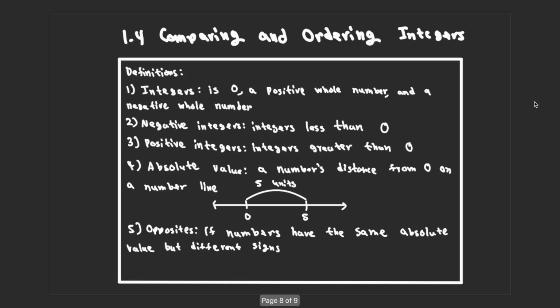And finally, section 1.4 on comparing and ordering integers. As we did with the other sections, let's define some terms first. We have integers, negative integers, positive integers, absolute value, and opposites. Integers are 0, a positive whole number, or a negative whole number. Negative integers are whole numbers less than 0. Positive integers are whole numbers greater than 0. Absolute value is a number's distance from 0 on the number line. And two numbers are opposites if they have the same absolute value but different signs.